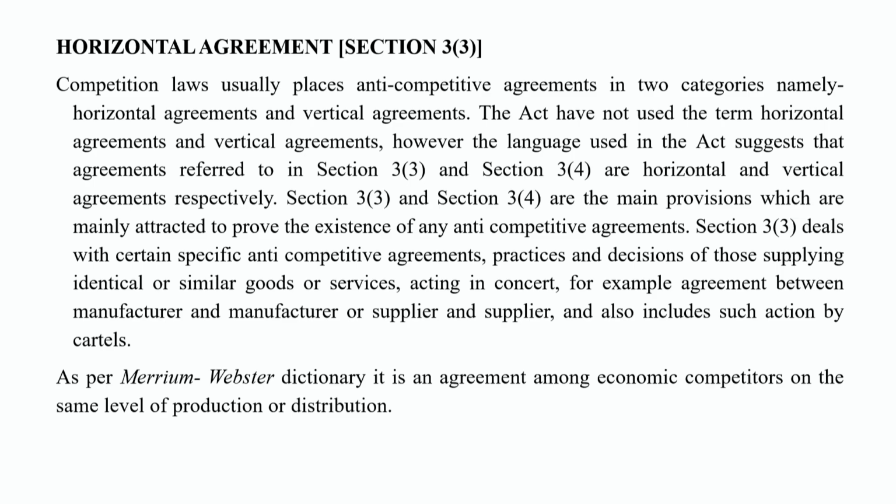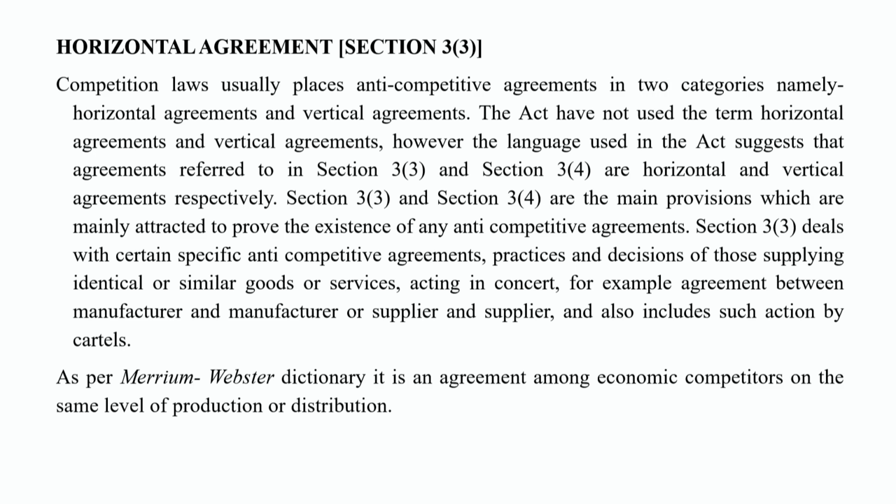Competition law usually places anti-competitive agreements in two categories, namely horizontal agreement and vertical agreement. The Act does not use the terms horizontal agreement and vertical agreement. However, the language used in the Act suggests that the agreements referred to in section 3 subclause 3 and section 3 subclause 4 are horizontal and vertical agreements respectively.